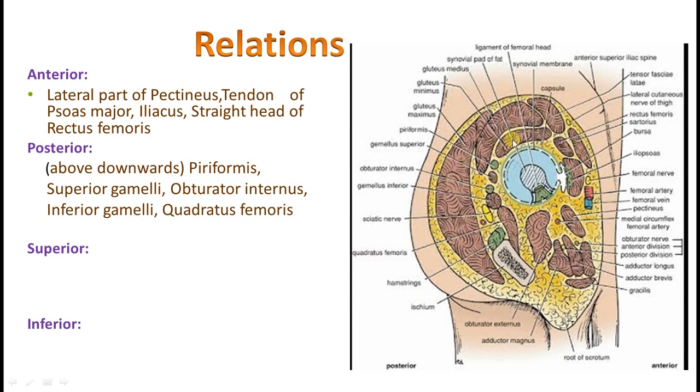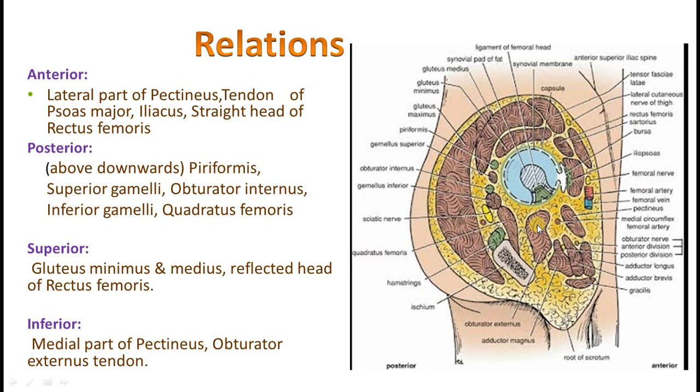Superiorly, it is mainly the gluteus medius and, to some extent, minimus, and the reflected head of rectus femoris above. Inferiorly, it is actually the adductor part of the pectineus muscle and the obturator externus tendon that form the inferior relation of the hip joint. So inferiorly it is the medial or adductor part of the pectineus and the obturator externus. Both are present in the adductor compartment.